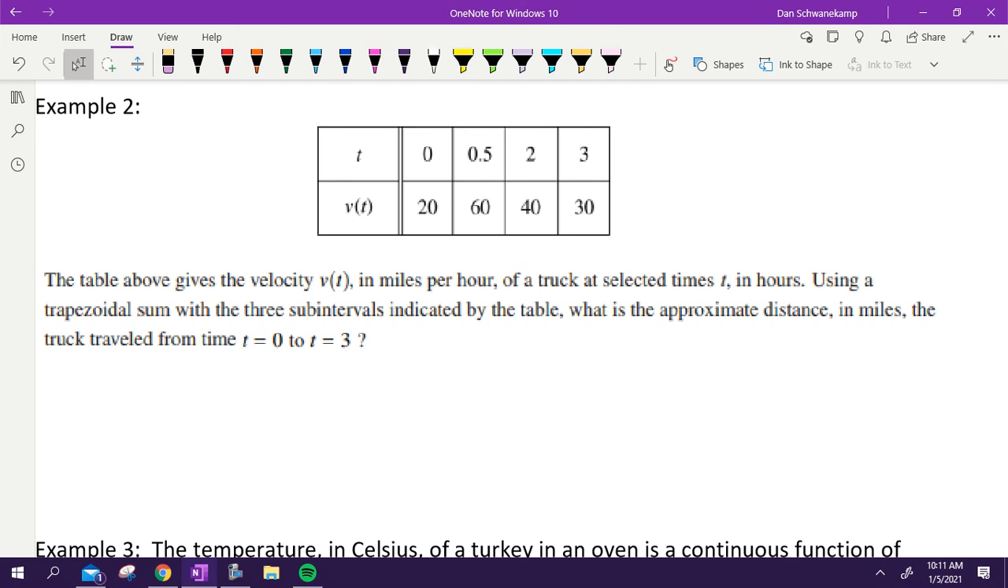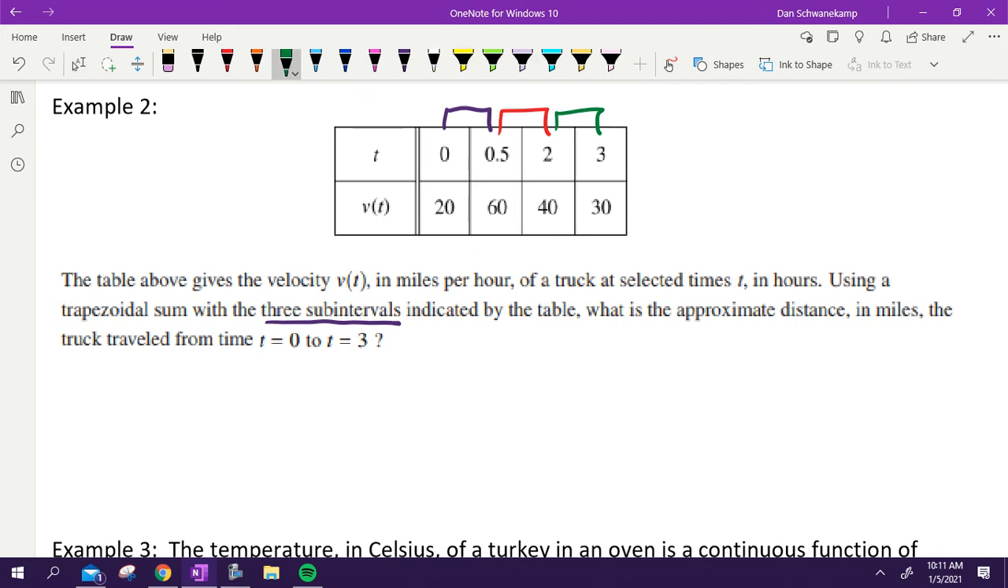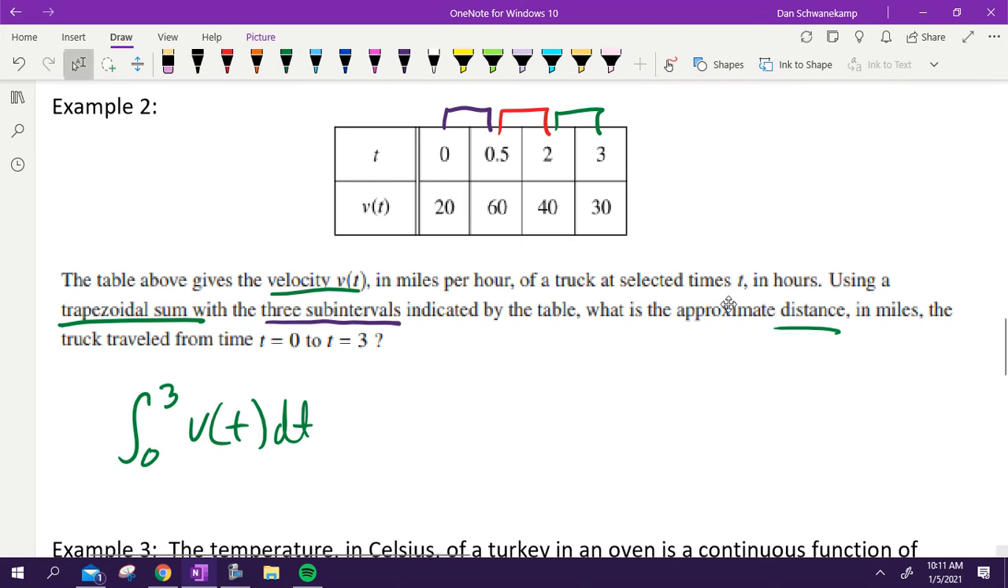This table gives the velocity in miles per hour of a truck at selected time in hours using a trapezoidal sum with 3 subintervals. So I've got 4 numbers, so I should have 3 subintervals. There's 1, there's 2, there's 3. Good. What is the approximate distance in miles? So they gave me velocity. They're telling me to approximate distance. To do that, I'm integrating. I'm integrating from 0 to 3, V of t dt. We're doing 3 subintervals, and we're doing a trapezoidal sum with your neighbor. Find that answer. Go.